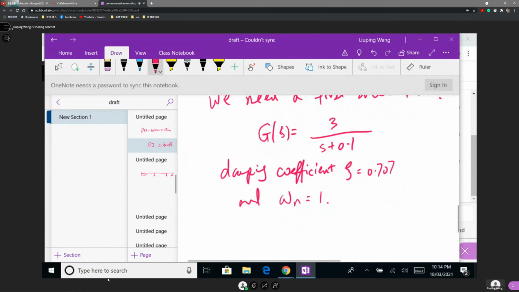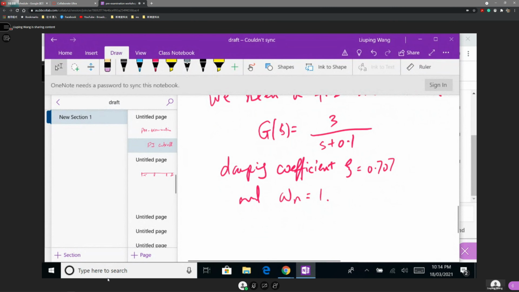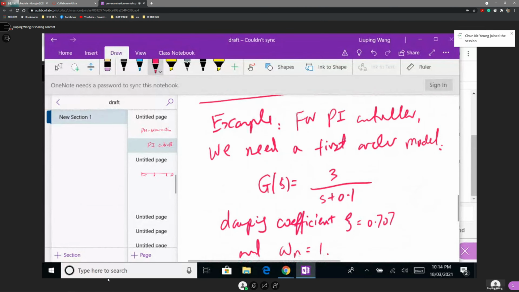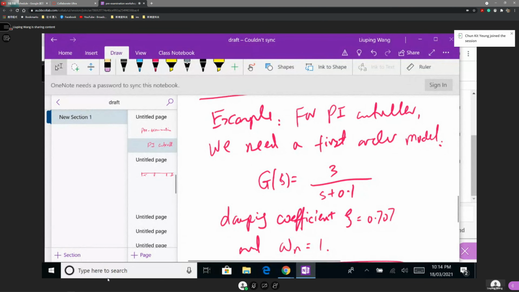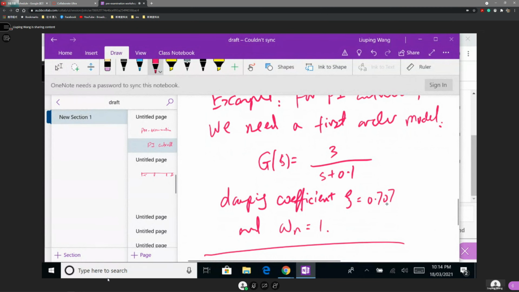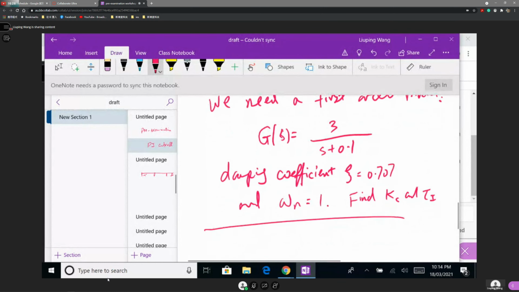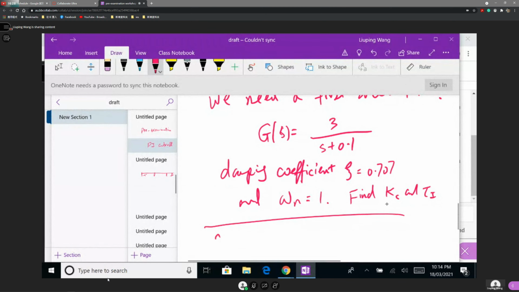Okay, so how am I going to find the PI controller parameters? That's the problem example. We want to find KC and tau I. Now the solution.